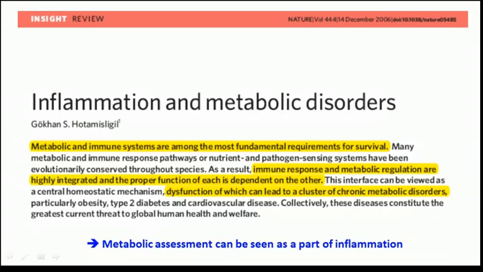Here is a paper which is in Nature. Nature is a good journal, as you know. It's not as good as the New England, but it's not bad. It is telling you the metabolic and immune systems are among the most fundamental requirements for survival. Then, for survival, it means if you die, you can get abnormal metabolism and abnormal immune system, which perhaps can be assessed by some simple parameters.